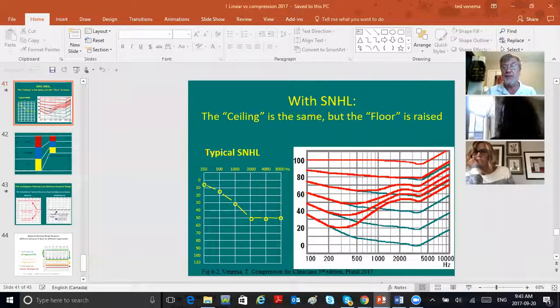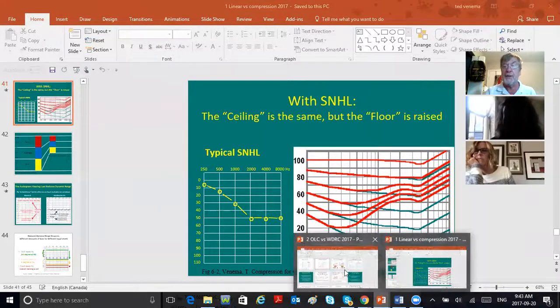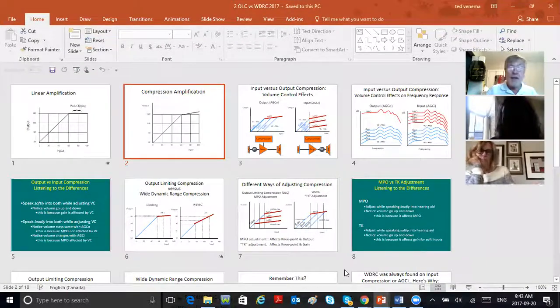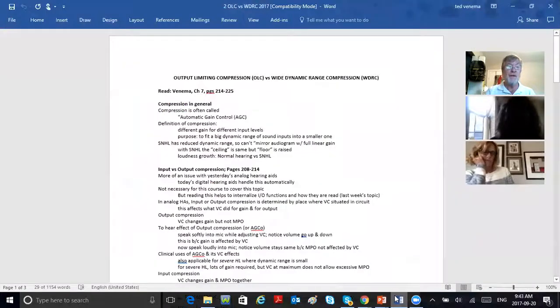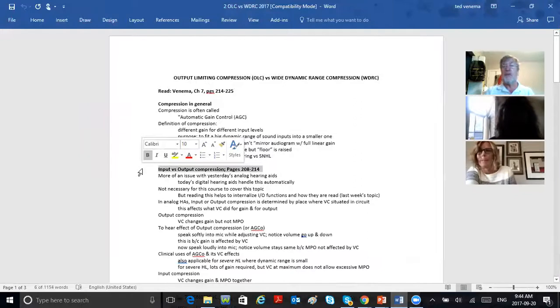Essentially, that's the gist of it. So back to the other PowerPoint, here we go. And back to our notes. All right, input versus output compression.